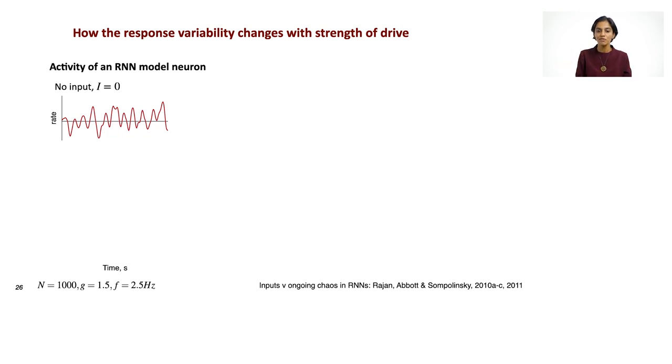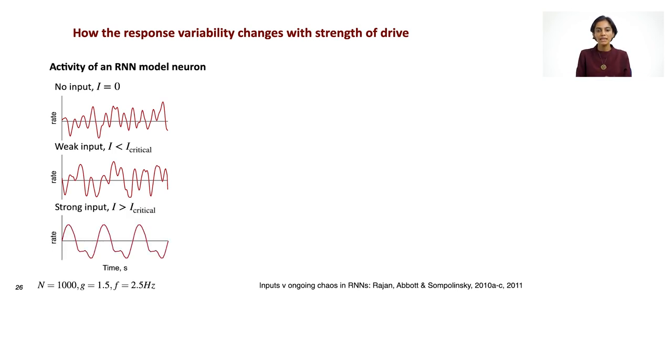Here's the activity of a nonlinear, randomly connected recurrent neural network model with no input. This is the firing rate of one neuron in such a model as a function of time, and you've seen this before. It produces rich activity. With weak input, you can see that the network churns along, looking as though it has ignored the input. But when the input exceeds a certain critical amplitude, what we have shown previously is that networks like this can undergo a phase transition in which they turn off their intrinsically generated spontaneous activity and become entrained to the frequency of the input.